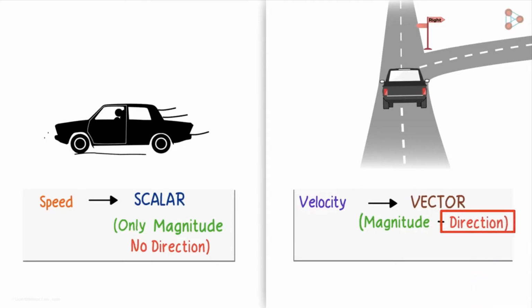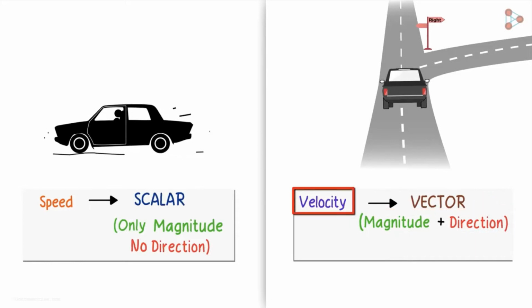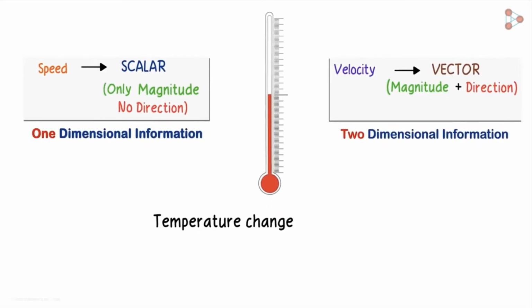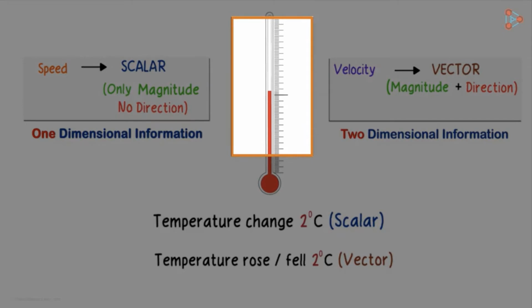When you add directional information to speed, it becomes a vector quantity called velocity. The additional information makes it more specific. Temperature change, for example, is one-dimensional quantity. But when we specify rising or falling temperature, it is two-dimensional. If someone says that the temperature has changed by 2 degrees, we won't really know if it has increased or decreased.